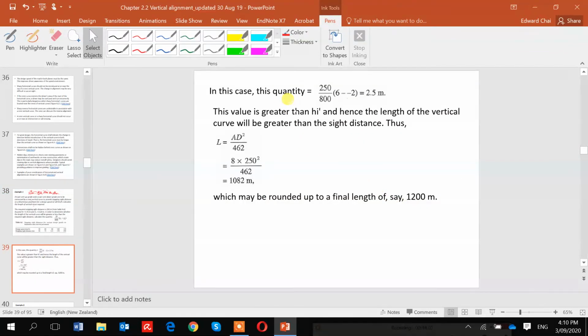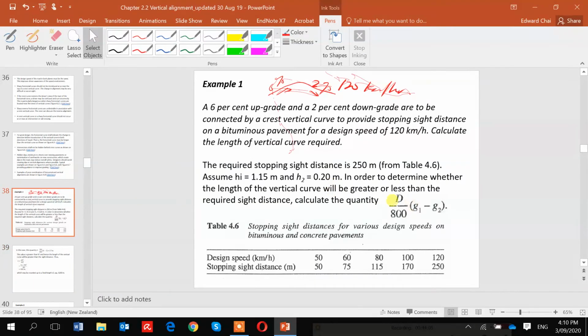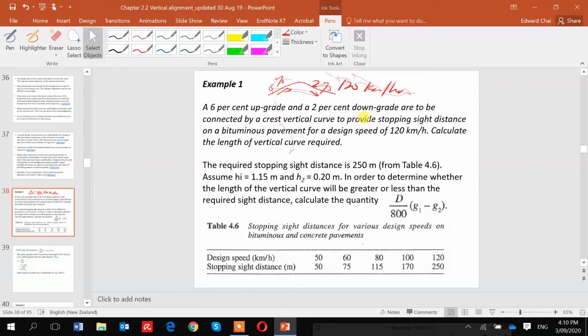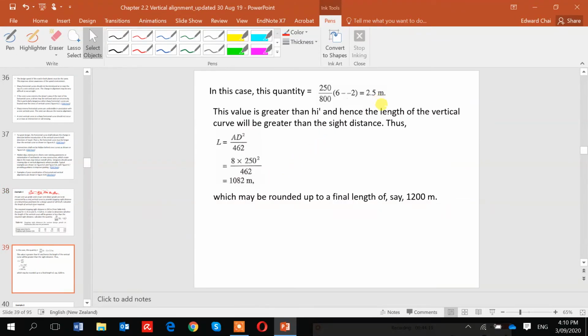So the expression here is 2.5. 2.5 is greater compared to h1. h1 is 1.15. So it's greater, so then we use that term. That means that actually the stopping sight distance is less than the vertical curve. So we use this term.